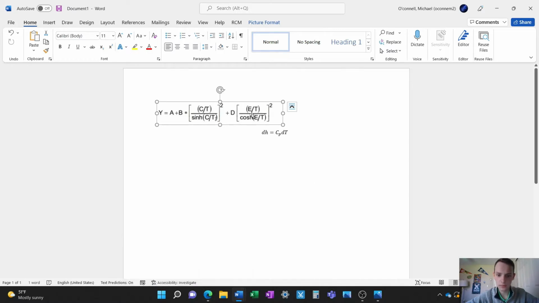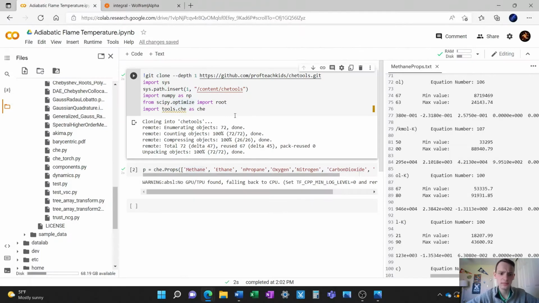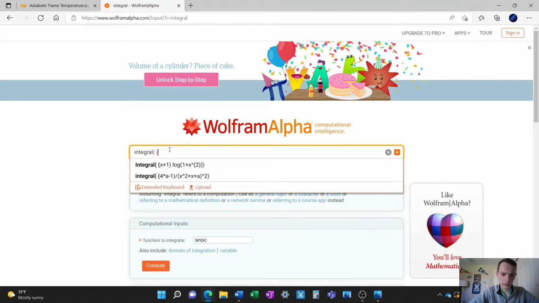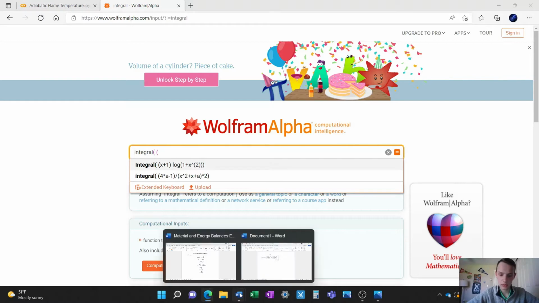And so I'm going to try to make this obviously as simple as I can. So we can break up these three terms, and we have constants B and D on the outside here. If we integrate A with respect to temperature, we're going to get A times the temperature. That's not complicated at all. And then we have these messy things, right? C over T, sinh of C over T, that sort of thing. So let's see what that gives us. Okay, so integral, and then let's put this into Wolfram Alpha.